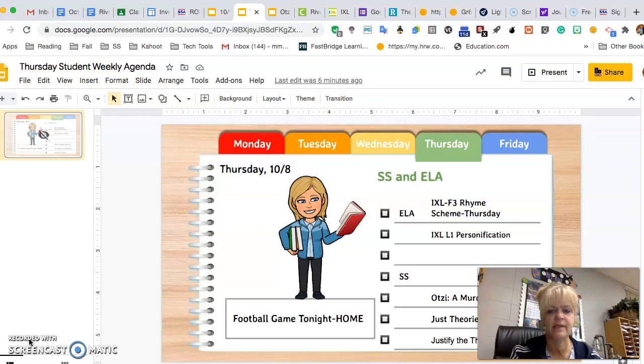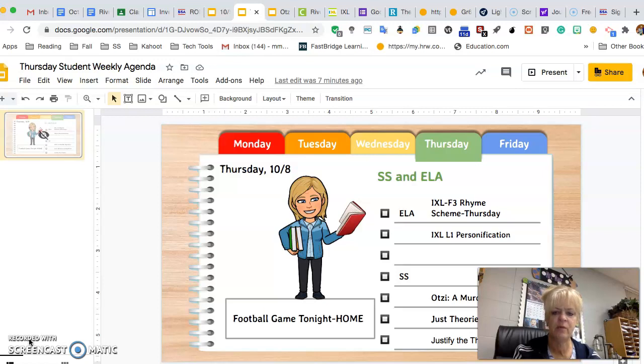The first one is IXL F3. That's Language Arts, 6th grade, and it's rhyme scheme. It's mainly working on rhyme. Some people had a really hard time with rhyming words, so that's a practice with rhyming. So remember, 85 is the minimum. That's a B. If it's easy for you, or if you want to have an A in English, you probably need to go up into the 90s.